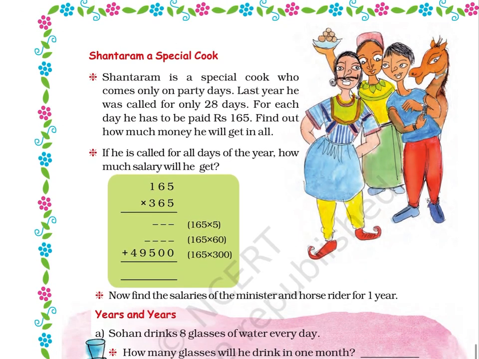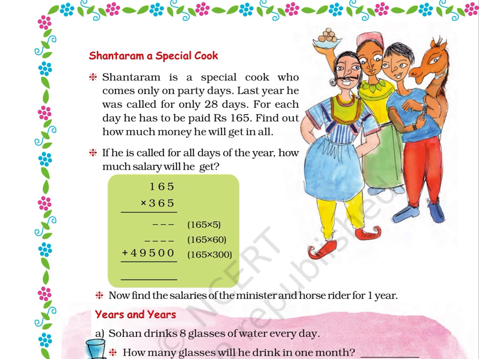Page 172. Shantaram, a special cook. Shantaram is a special cook who comes only on party days. Last year he was called for only 28 days. For each day he has to be paid rupees 165. Find out how much money he will get in all. If he is called for all days of the year, how much salary will he get?